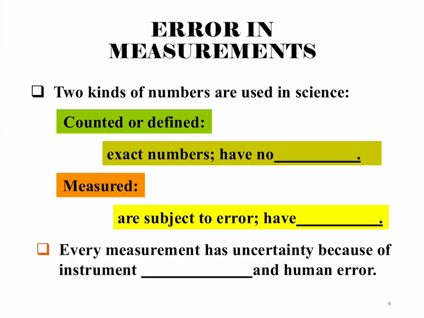We have counted or defined numbers, and these are going to have no uncertainty or error, right? So this is like a counting number, like 1, 2, 3. If you have 3 apples, for example, that is an exact number. There's no uncertainty in that. Measured numbers are always going to have uncertainty in them.